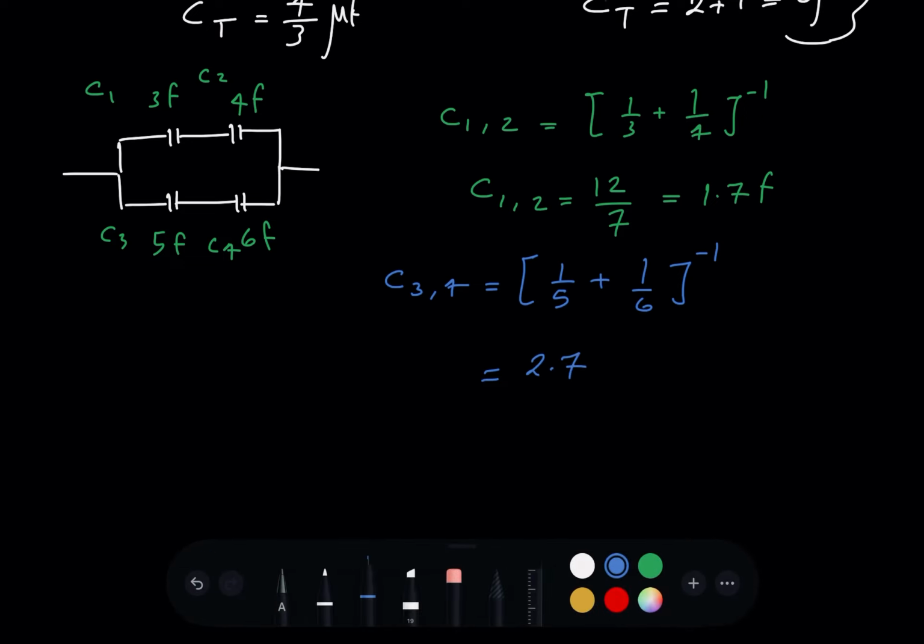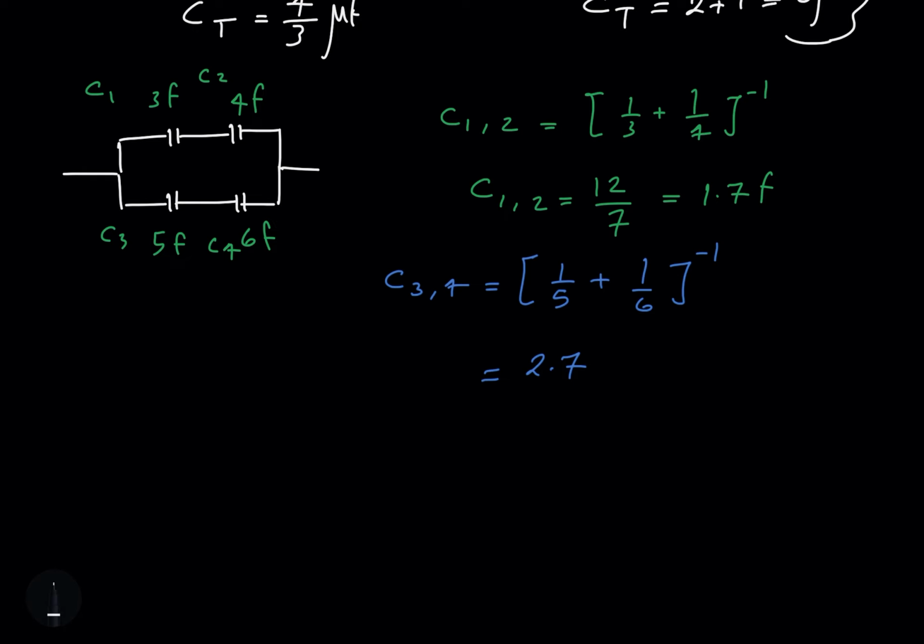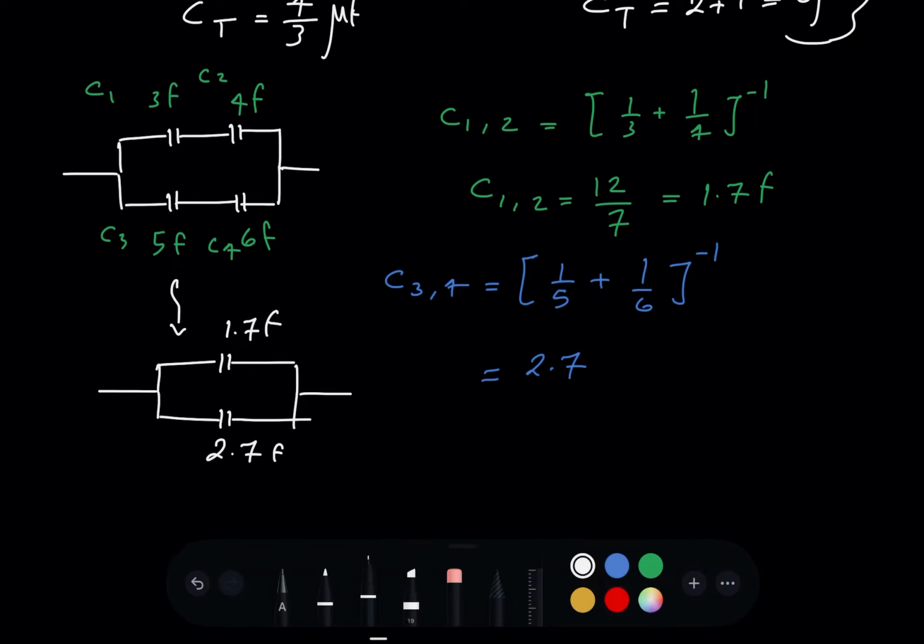So once you add up the 2 capacitors on the bottom in series, you get an equivalent capacitor that looks like this. So you have this capacitor here with a capacitance of 1.7 farads. That's the result of C1 and C2. And then you have another one on the bottom with a capacitance of 2.7 farads.